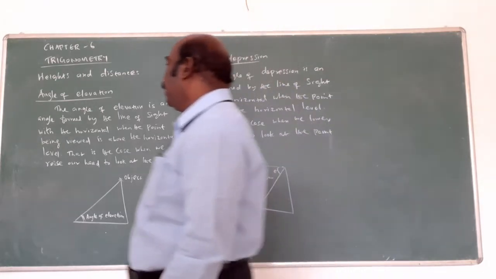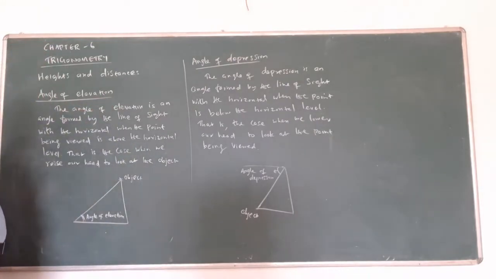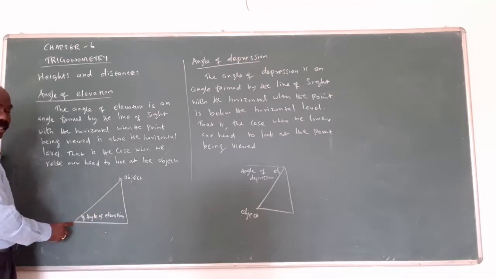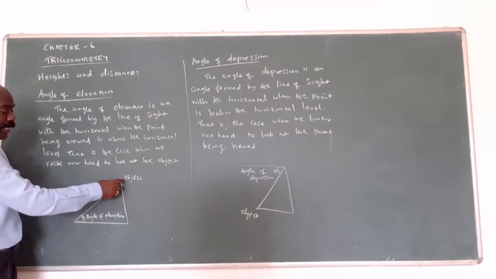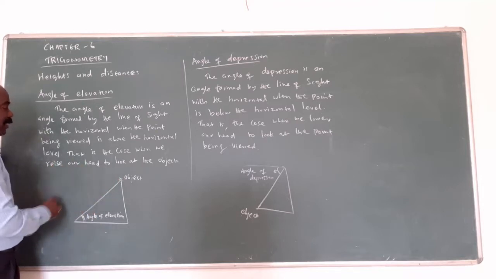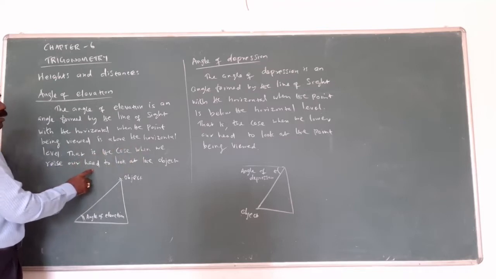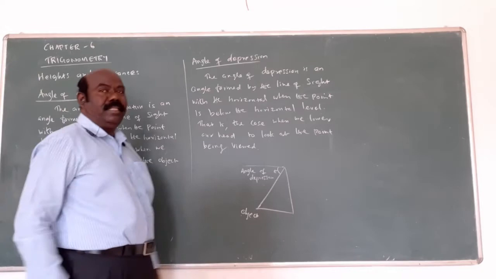Heights and distance. First one is the angle of elevation. The angle of elevation is an angle formed by the line of sight with the horizontal, and the point being viewed is above the horizontal line. Here, one object is there, you are standing here. Observe the object from here to here. That is what is called the angle of elevation. That is the case when we raise our head to look at the object.